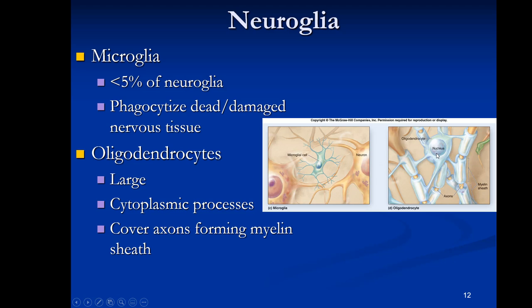These are large cells. Notice that they have these little processes coming off of them, and their processes wrap around axons of neurons. So what they're doing is basically forming the myelin sheath. The way these oligodendrocytes do it is they reach out with their little processes and wrap around different axons. So you can tell here that one of these oligodendrocytes can myelinate multiple axons.